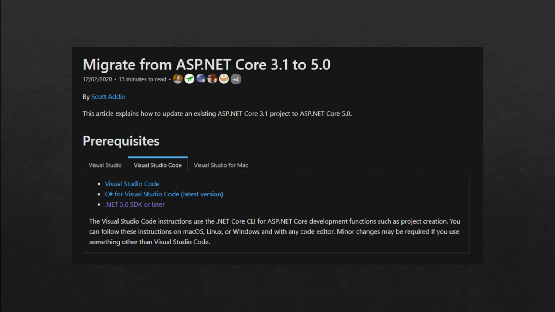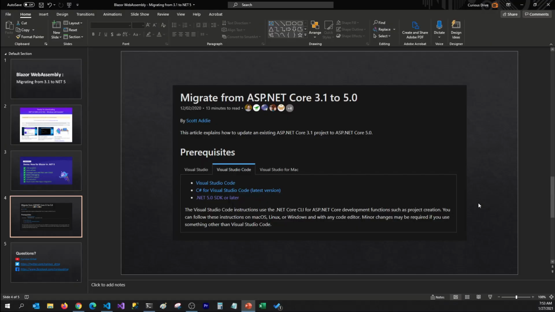And for that, I'm going to be following this article, which is posted on docs.microsoft.com. I feel like that is a pretty solid article to follow to migrate your application from 3.1 to 5. So let's go ahead and follow that article.